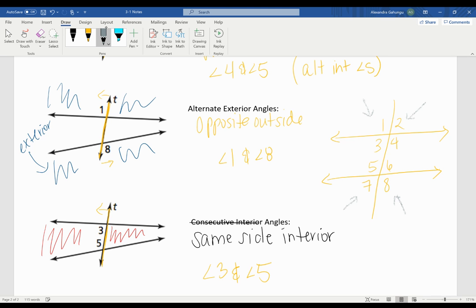4 and 6, they're on the same side and on the inside, so same side interior for 4 and 6. And then 3 and 5, also same side interior. So you can put all these angles together and start trying to learn how to identify them.